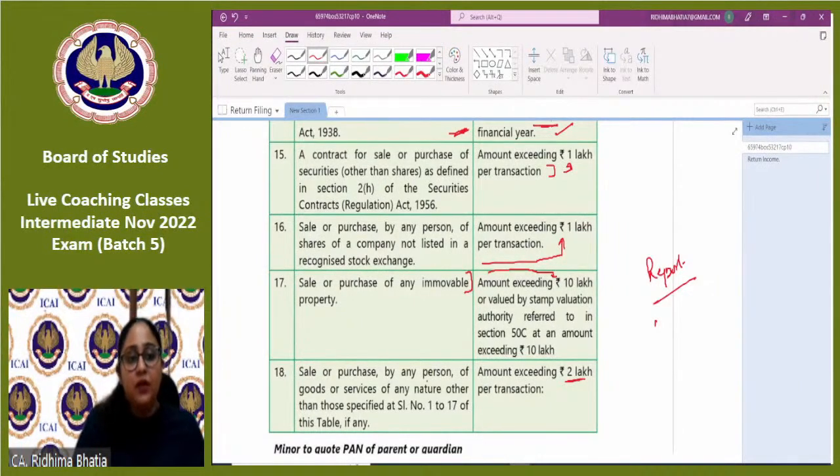so government has all the knowledge because you quoted your PAN while opening demat account. So they have all the knowledge that you have a demat account, you're doing sale and purchase, and still you're not showing the income from that sale purchase in your return. That means you're a defaulter. They will ask you to file the correct details.